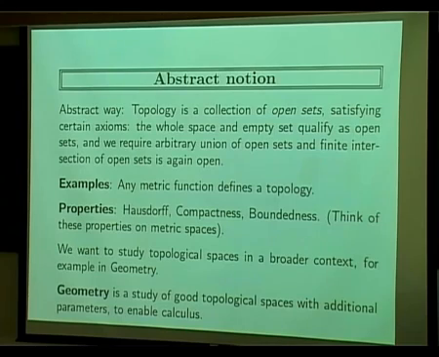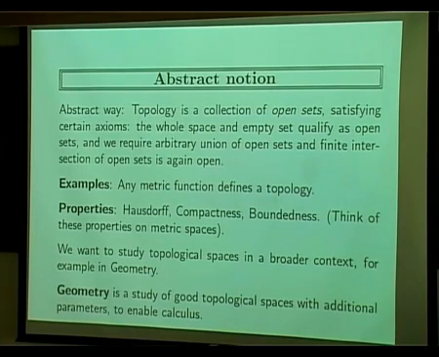If you take any metric space, it defines a topology where you can take your open sets to be any arbitrary union of open balls. So you take the collection of all such things, and that defines a topology on your metric space. And then the normal properties like Hausdorff, compactness, boundedness, you can extend. These properties already exist on metric spaces, which you are familiar with, so you can extend them to topological spaces as well.